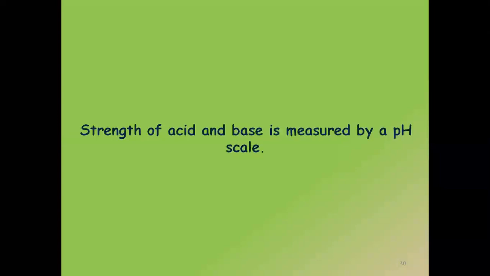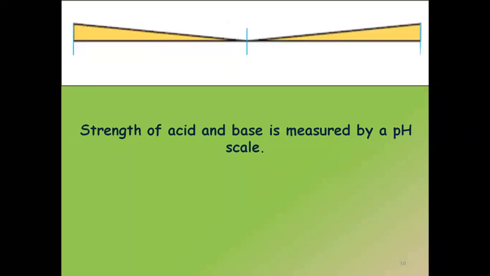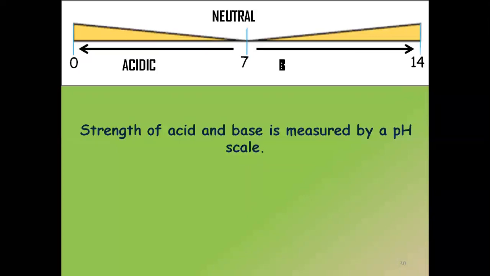Do you all remember the scale which is ranging from 0 to 14, where we can measure the strength of the acid and base? The pH scale was introduced to measure the strength of the acid and the base. When I say measuring the strength, means I'm measuring whether the acid is strong or weak. All right. And the pH scale ranges from 0 to 14. Mid value is 7. When it is 7, I'm going to say it is going to be neutral. When it is between 0 to 7, it is acidic. 7 to 14 is basic, right? 0 to 7 is acidic, 7 to 14 is basic.